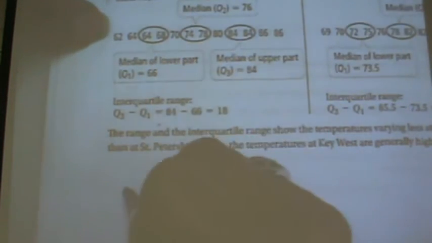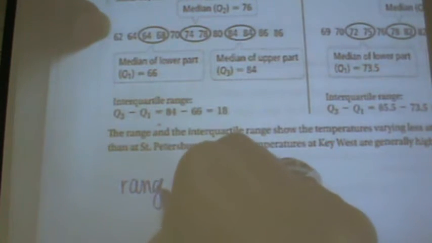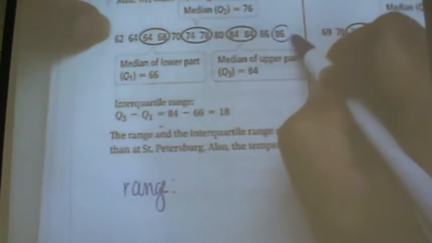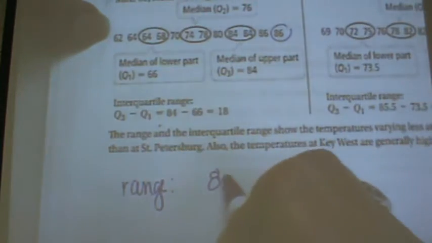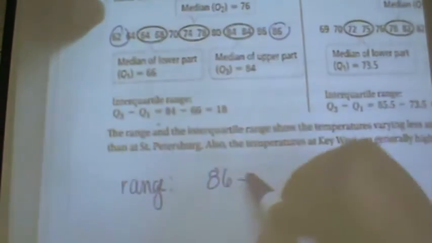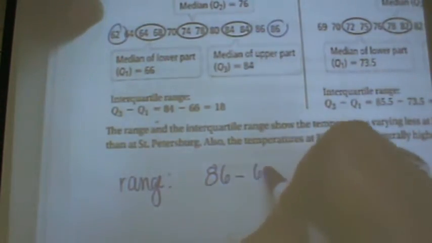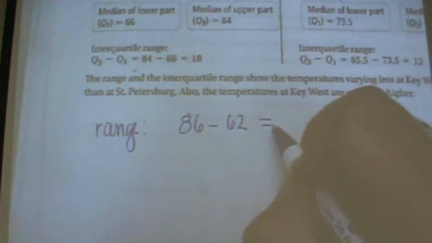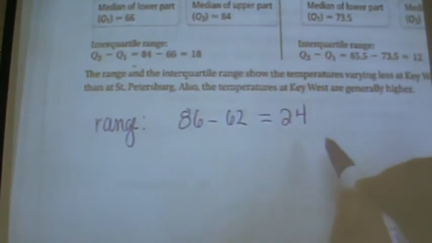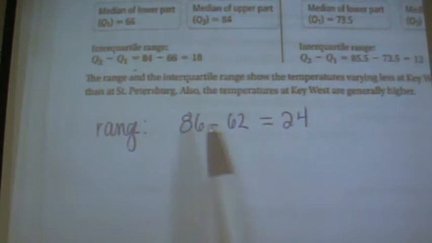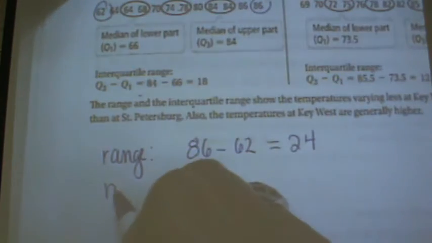Now, when we're talking about the range of data, the range is the biggest number, 86, minus the smallest number, 62. When you subtract those, what do you get? 24. You get 24. So the lowest number is 62, the largest is 86. So it ranges from 24.